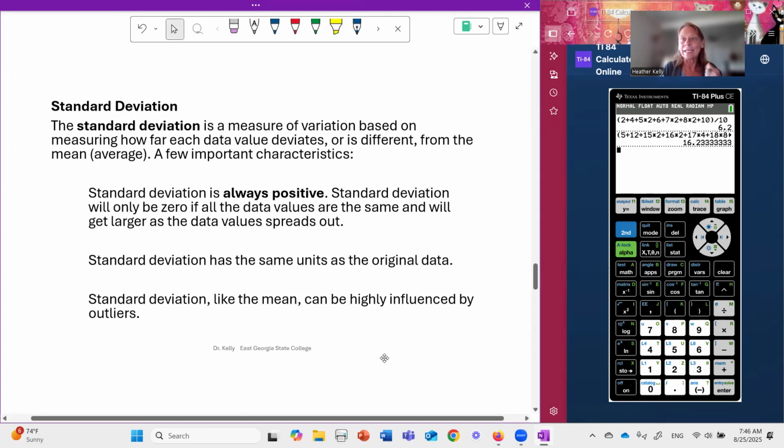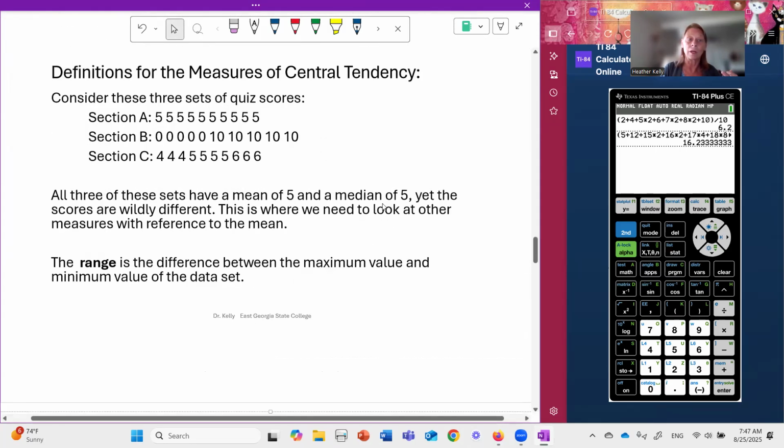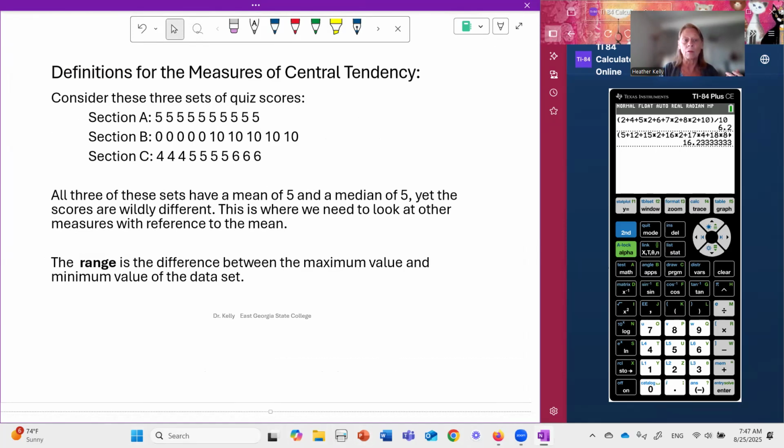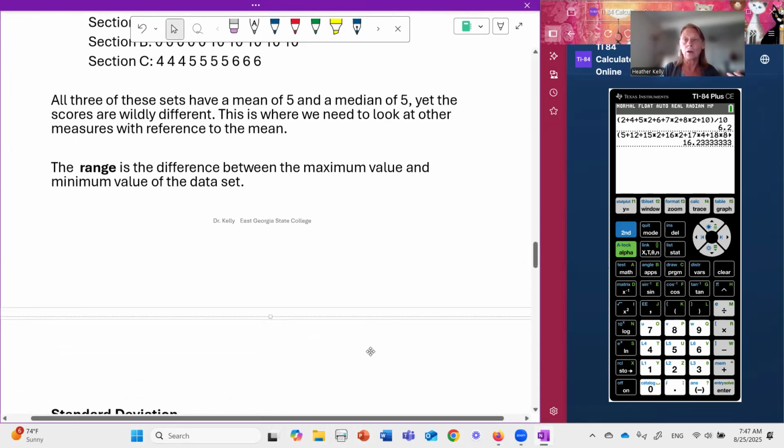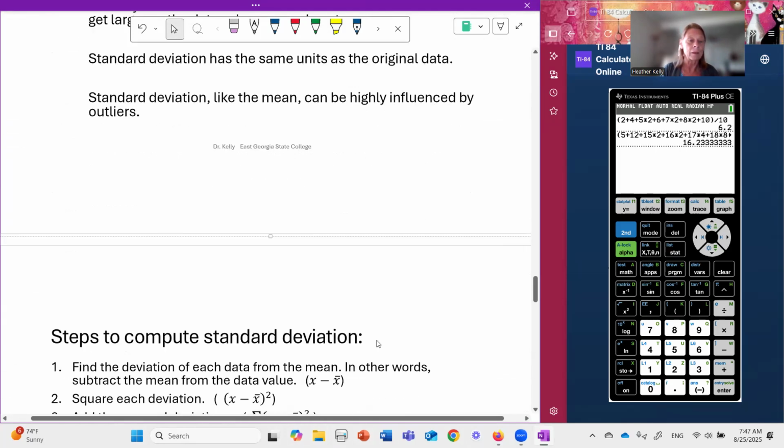Standard deviation has the exact same units as the original data. So if we were measuring weight, the standard deviation is going to be in pounds or grams. If we're talking about length, it's going to be in meters or inches. And just like the mean, it is susceptible to outliers and crazy data points. They can highly influence it, just like they would influence the mean.